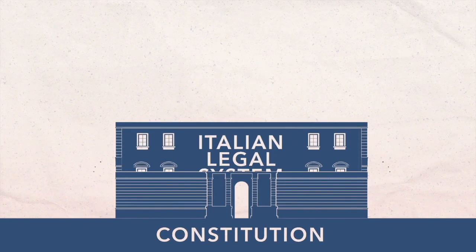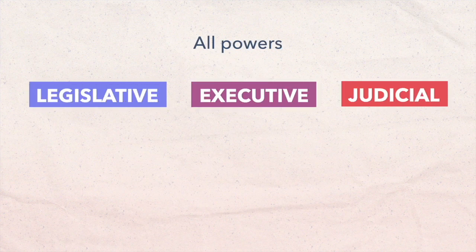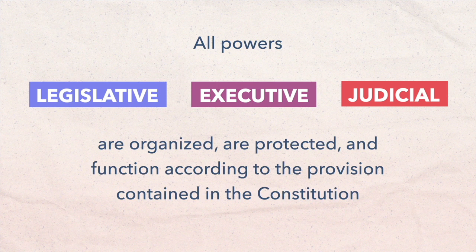In the first part of the Constitution, individuals' fundamental rights are stated and therefore guaranteed against abuses. The Constitution designed the architecture of the Italian legal system, identifying how powers are distributed among different institutions. All powers, legislative, executive, and judicial, are organized, protected, and function according to the provisions contained in the Constitution.